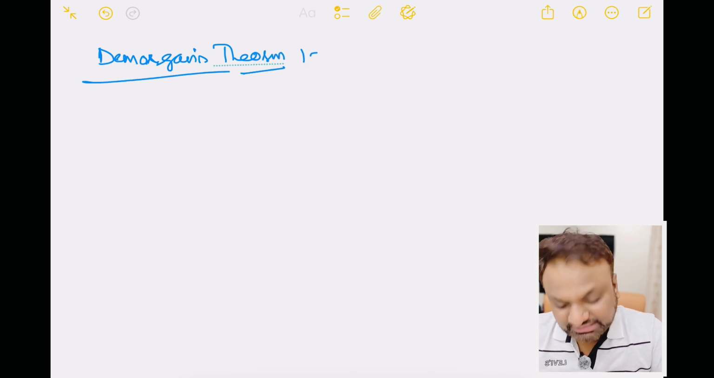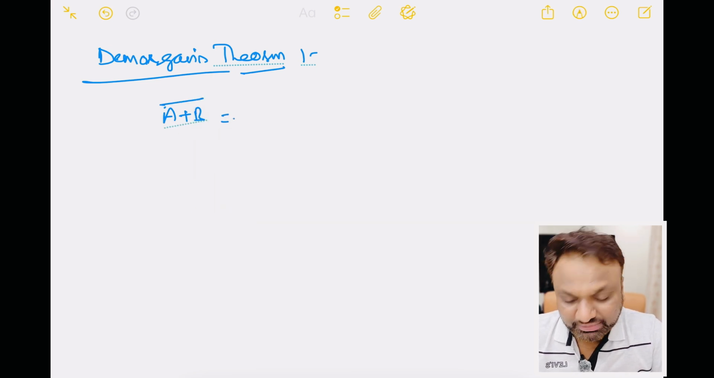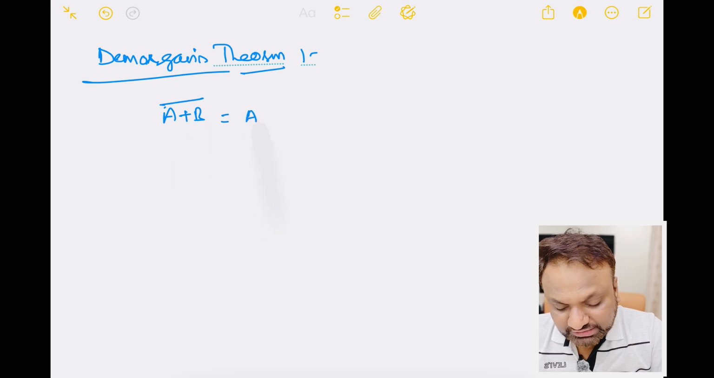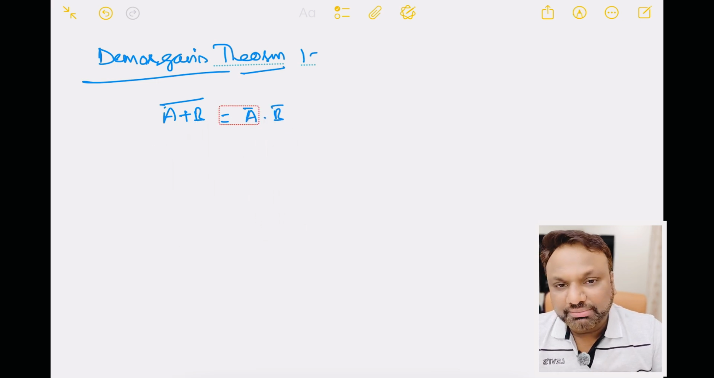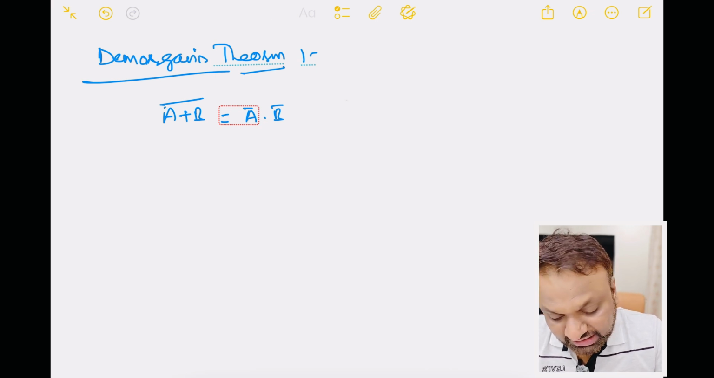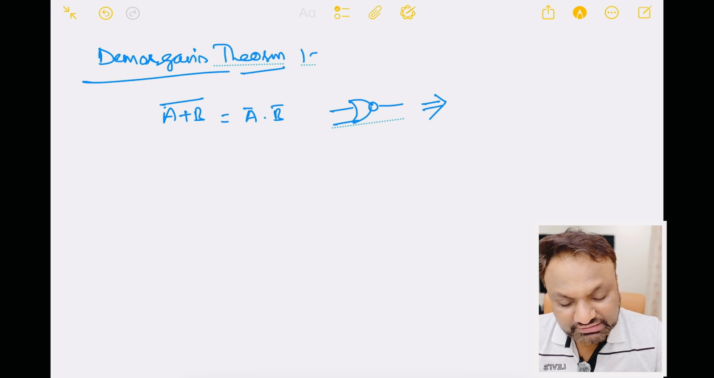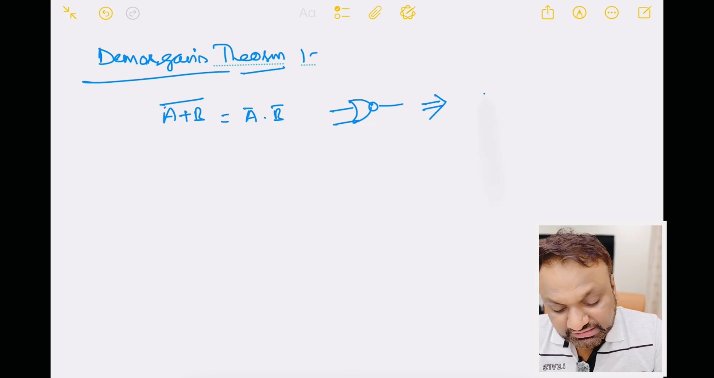DeMorgan's theorem says, when A plus B whole bar, here we are talking about two variables A and B, A plus B whole bar is equal to A bar into B bar. That means indirectly A plus B whole bar is shown like this, it's a NOR gate. The equivalent of this is nothing but a complemented input AND gate.